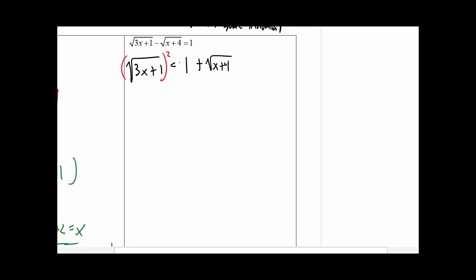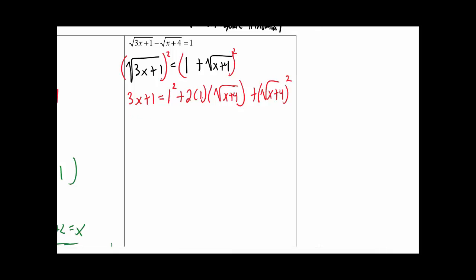Now, when I square both sides, on the left, I get 3x plus 1. That's not that bad. But on the right, this is where I'm going to take advantage of our pattern. Okay, the pattern said square the first. It said double the product. And it said square the last. Okay, so from here, I can see there's a good portion of simplifying that I can do. So that's 1 plus 2 square root of x plus 4 plus x plus 4.